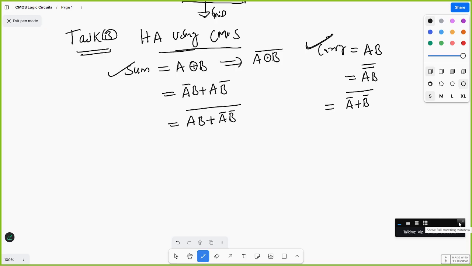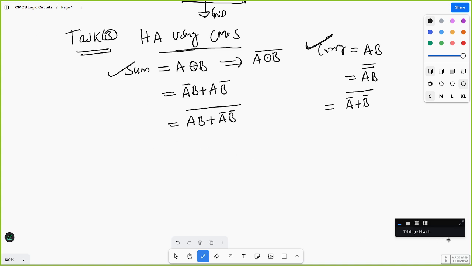Tomorrow we'll see the sequential circuits: SR latch, SR flip flop, D latch, and JK flip flop. How to implement them by using CMOS circuits. So 3 tasks you need to complete, and you need to come with solutions and any doubts or any queries.